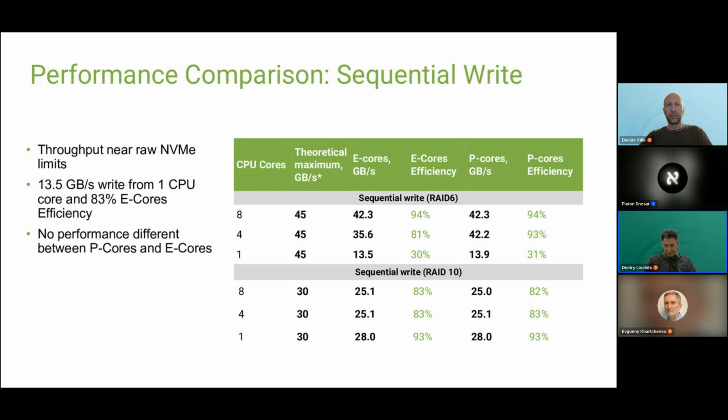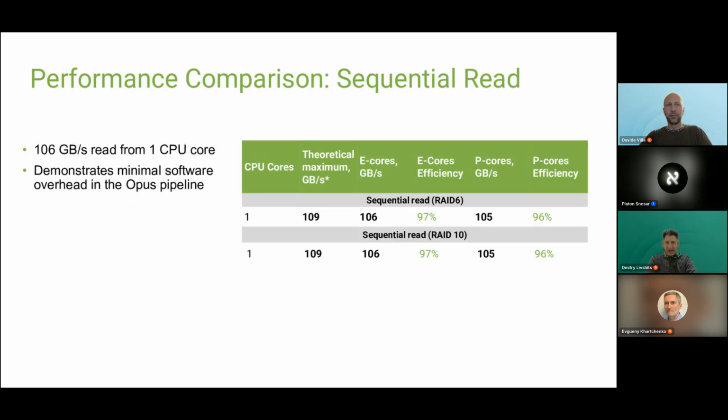Related to RAID 10, you can see that you can get both theoretical maximums. And the last workload, which is also interesting, is sequential read. In sequential read, we can demonstrate that from just 1 CPU core, we can get more than 100 gigabytes per second of performance without sacrificing any latency at all. So that's in brief what we get in our results.